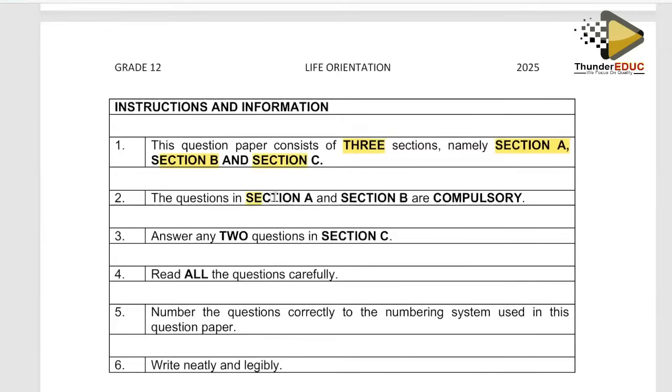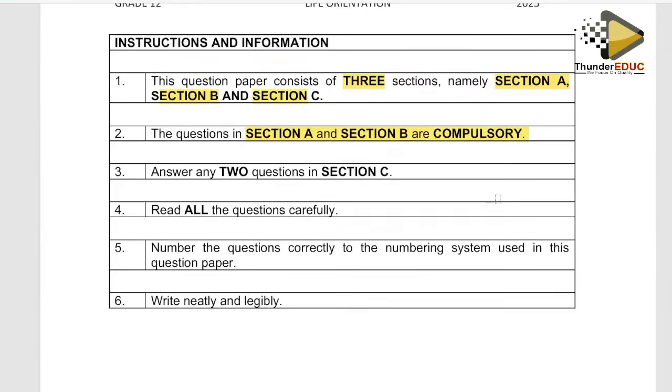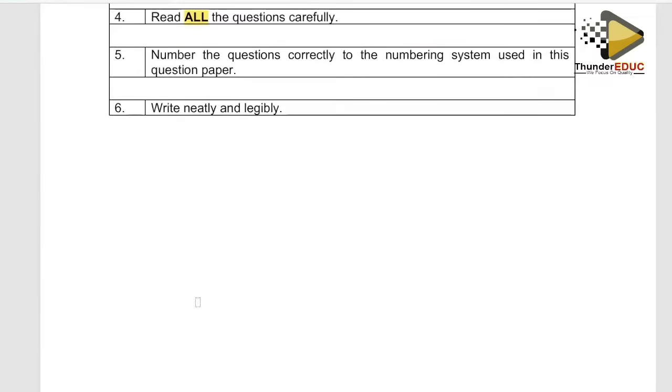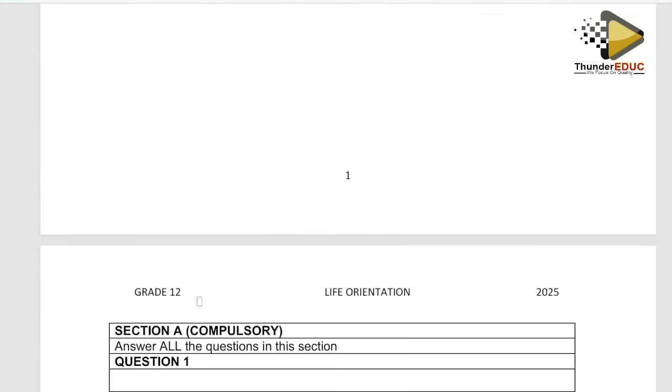So when it comes to section A and B, you do not have to elect or choose particular questions. You need to answer all questions in that particular section. But when you get to section C, choose only 2 questions in that section. You are reminded to read all questions carefully before attempting them. Above all, you need to number the questions correctly according to the numbering system used in the question paper. You are also encouraged to write neatly and legibly. So let's move on to the first section.